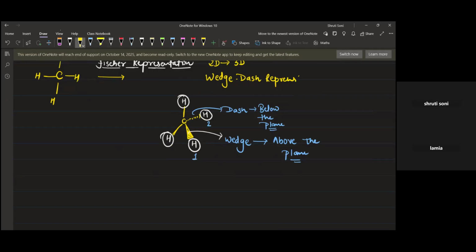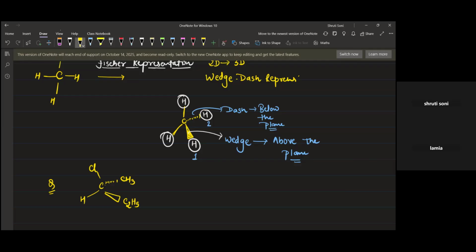Let's suppose I'm having this one. This is dash. Okay, so firstly, you tell me, is the representation a wedge-dash representation? Yeah. Okay.